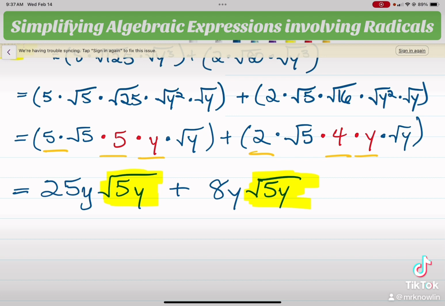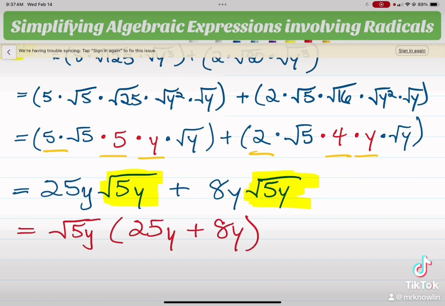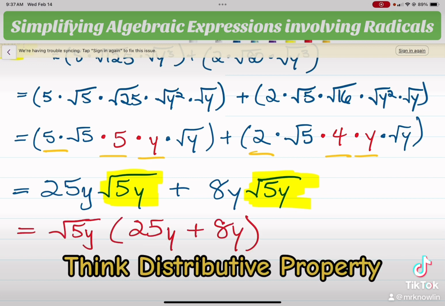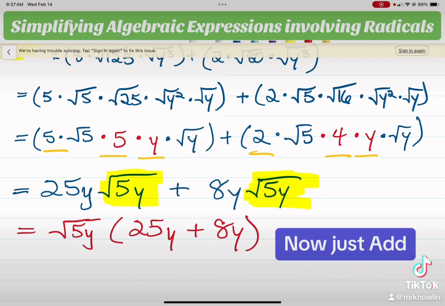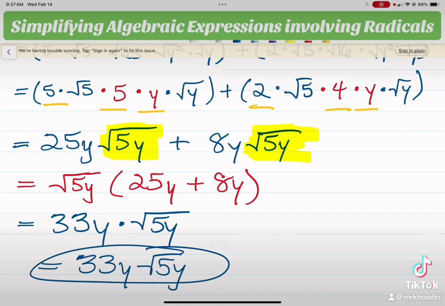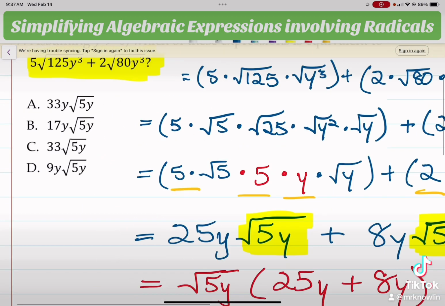So really, you could think about it this way, because both of them share in common the square root of 5y. And that right there allows you to see that you're essentially just adding these things. And then we would just go back and look at our answer choices. Here, this one is a distractor, C, okay, because it's missing the y. So A is the best answer here.